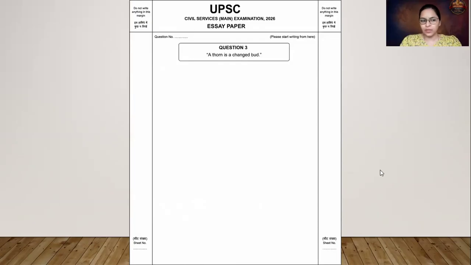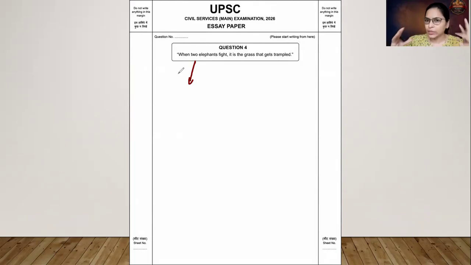Now, coming towards the last topic for the day, today we'll end with the last topic. Okay. So, the last topic from Section A was: when two elephants fight, it is the grass that gets trampled. Okay. So, let us decode. This is a proverb which you need to decode. Okay. So, what is the literal meaning of this? When the powerful actors conflict, it is the weaker sections who suffer, who are the ones who get trampled. Okay.